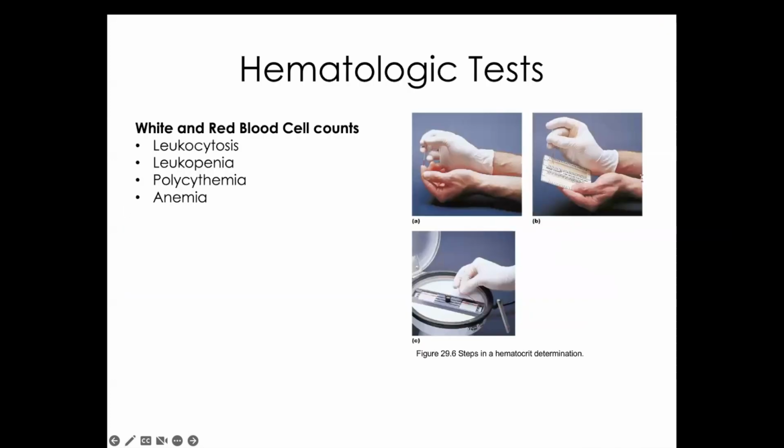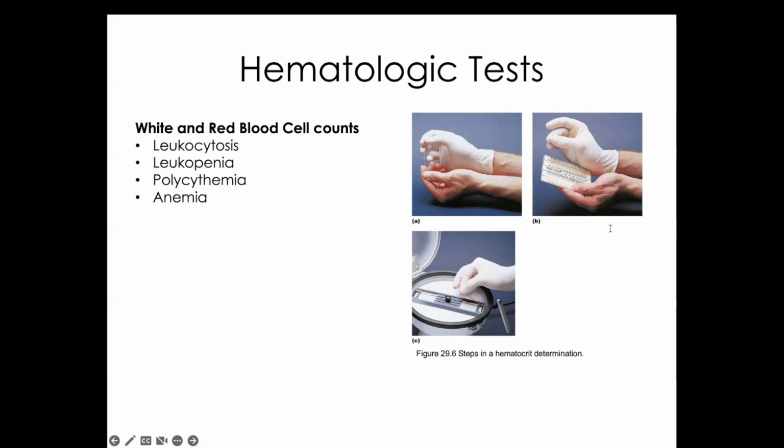So now we'll talk about blood tests. The blood tests check for red and white blood cell count. And there are certain conditions that we can look for. So leukocytosis is an elevated count of leukocytes, indicating an overactive inflammatory response. Typically, we see this when someone has an acute infection.